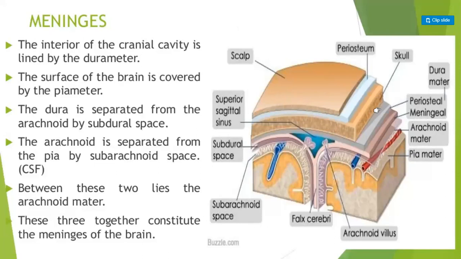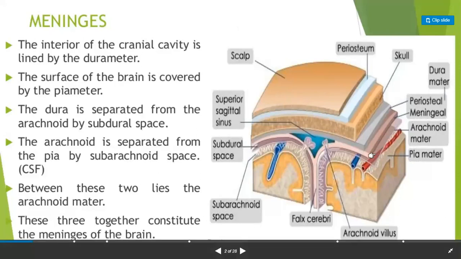The dura mater is further subdivided into 2 layers, the periosteal layer and the meningeal layer. The periosteal layer has been shown in light sky blue color and the meningeal layer in pink color. Between the periosteal layer and the meningeal layer, we have some space which is filled with venous blood. This space is actually called the dural venous sinus. The interior of the cranial cavity is lined by dura mater.